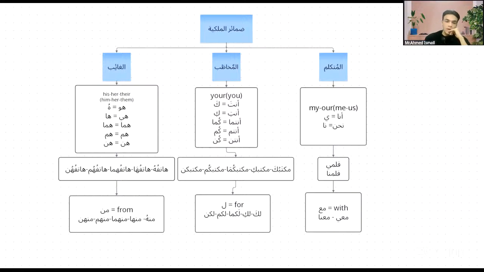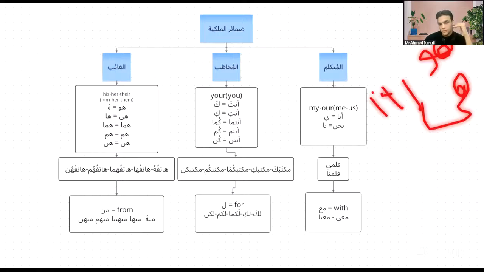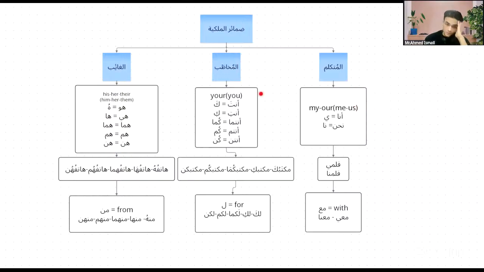So here we have the third person, al-ghaib. We already said huwa and hiya. And we don't have any pronoun in Arabic that means "it." Actually, I just say huwa or hiya, depending on whether the thing I mentioned is a feminine thing or a male thing. So here we have huwa for one person, like he, and of course this is for male, and hiya for female. You already know that.